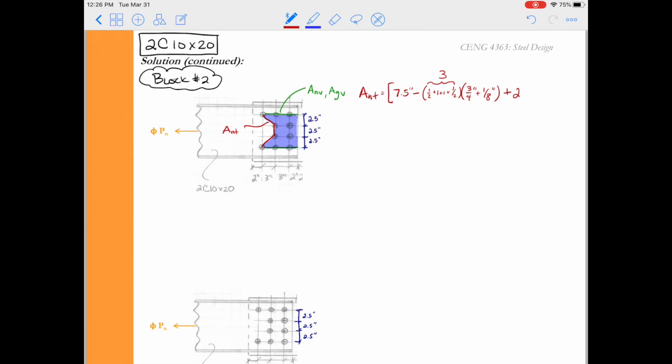So that's why I'm going to have the minus 3 times the bolt diameter, 3/4 of an inch, plus 1/8 of an inch, again for the oversize of the hole, plus the potential damage for drilling that, punching that hole.